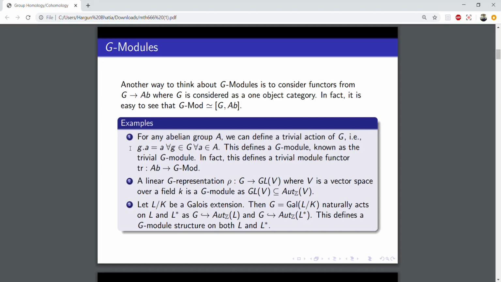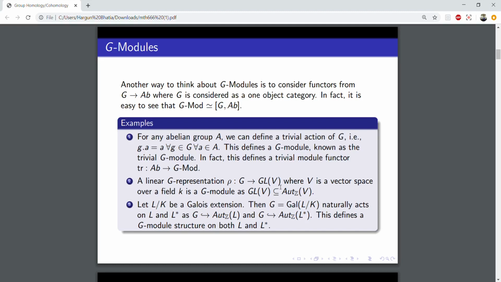First, there is a very simple, trivial example. If you have any abelian group A, I can turn it into a G module by the trivial action of G. I just define g·a = a for all g. This is what we call a trivial G module, and in fact this gives a functor from the category of abelian groups to the category of G modules. Another example is a linear G representation, that means a homomorphism from G to the general linear group GL(V), which is nothing but the isomorphisms of V. Here V is a vector space over a field K.